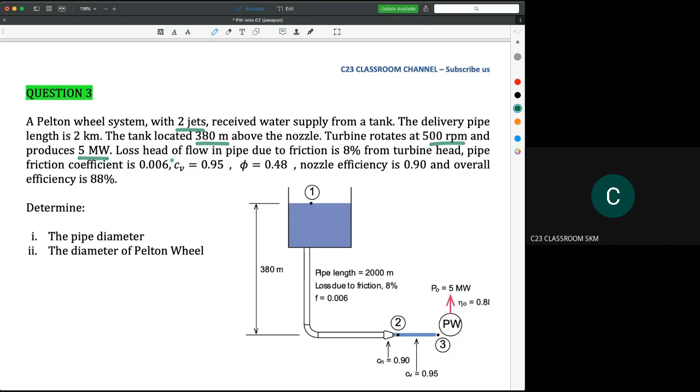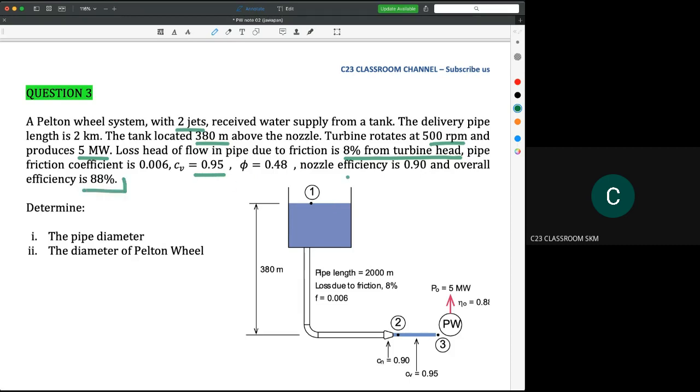Head loss of flow in the pipe due to friction is 8% of the turbine head. The pipe friction coefficient is 0.006, CV is 0.95, and phi is equal to 0.48. Nozzle efficiency is 0.9, and overall efficiency is 88%.